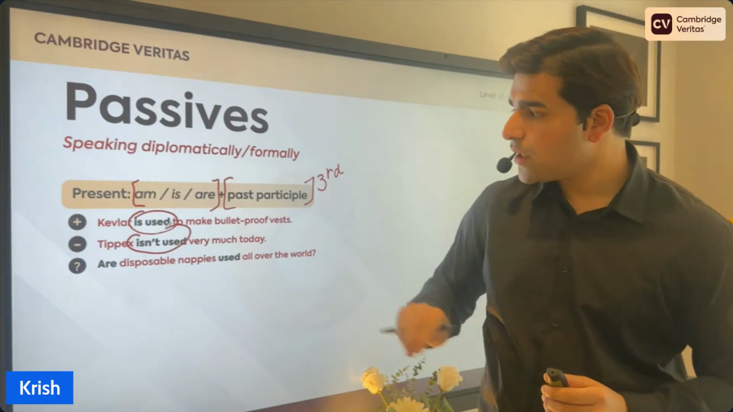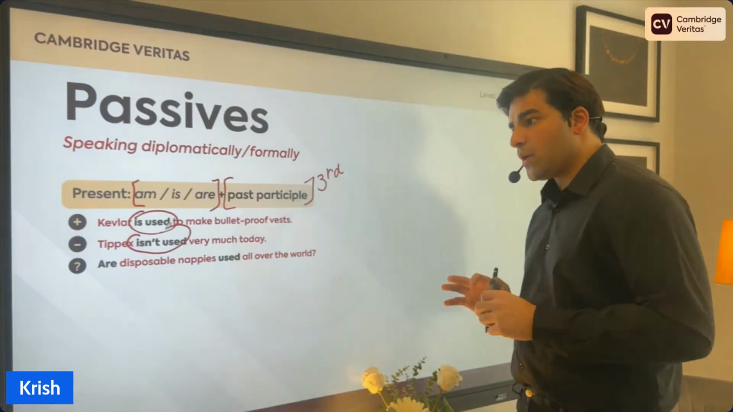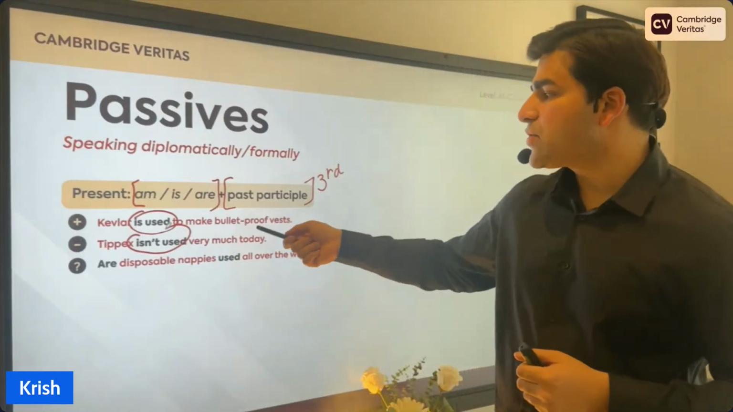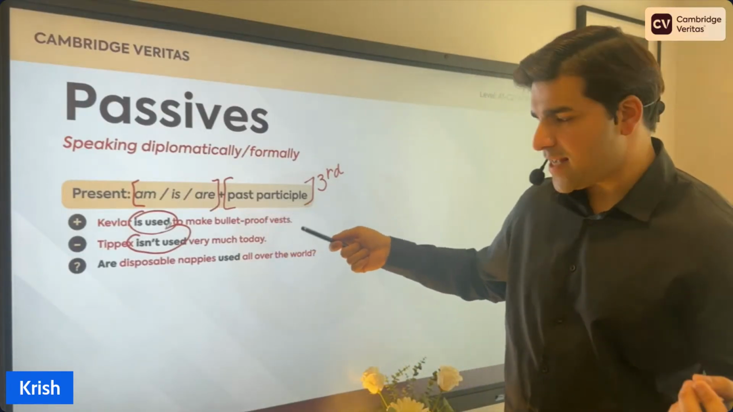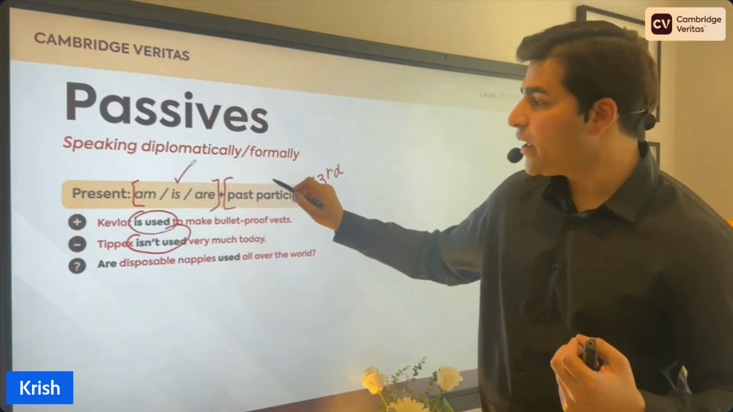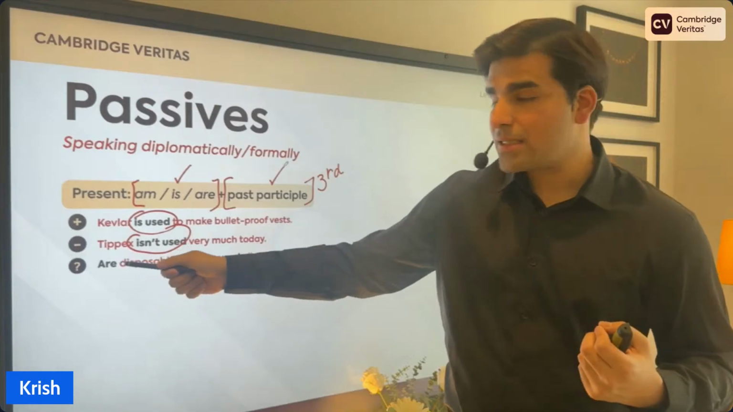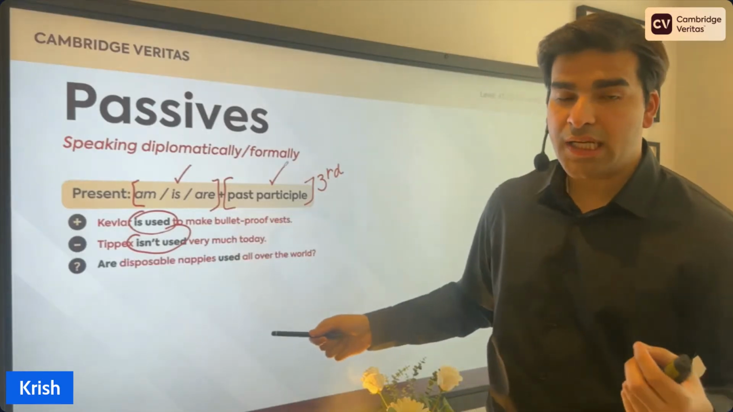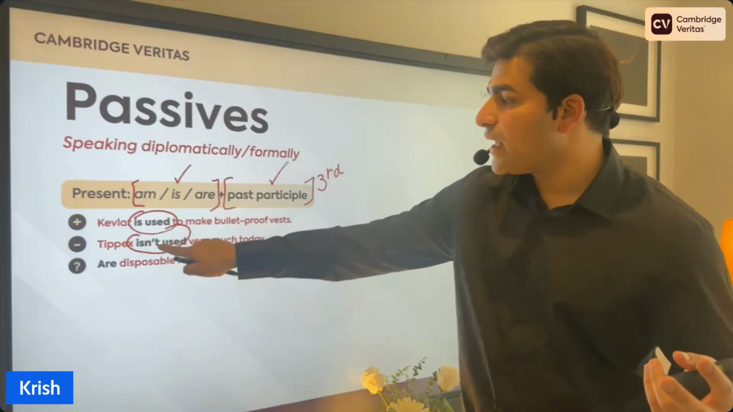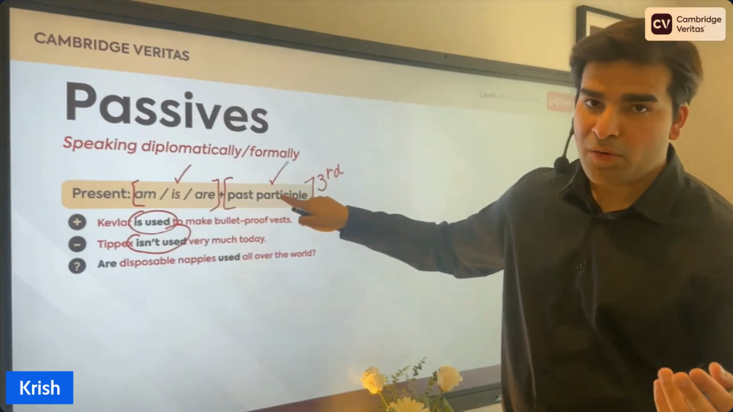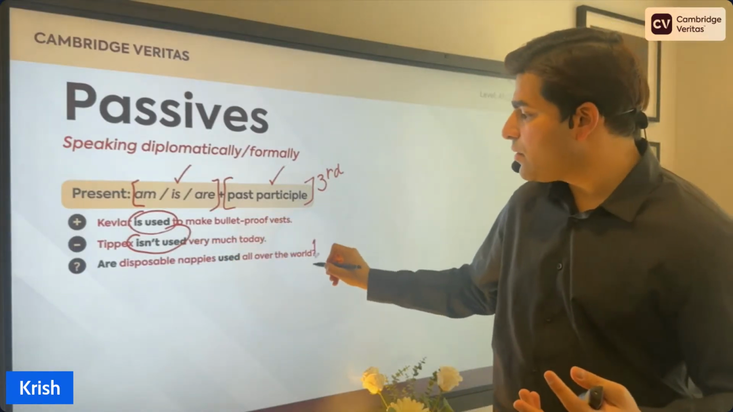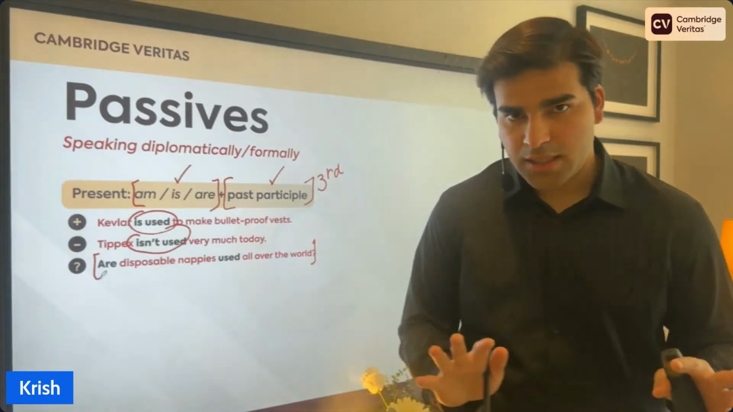Yeah. I will read these three sentences for you one by one. Kevlar, which is the bulletproof jacket, is used to make bulletproof vests. "Is used": is, and the third form of the word used. Tipex isn't used very much today, which is the American version of Fevicol or the British version. "Isn't" is the negative form, and the third form of the word. And finally, are disposable nappies used all over the world is also a present passive sentence as well.